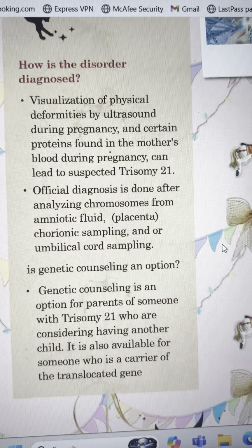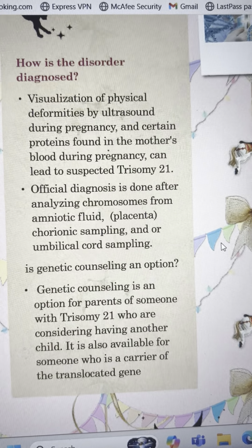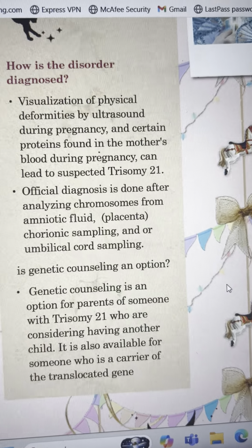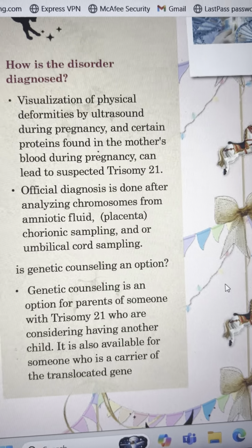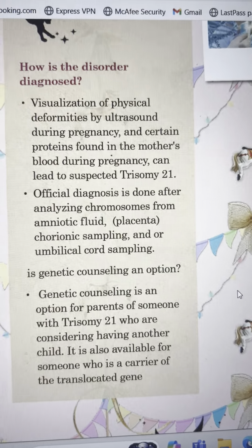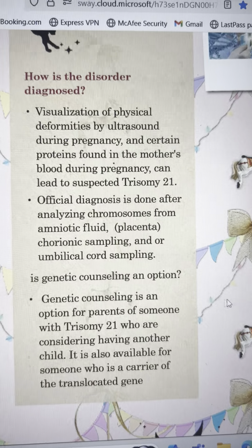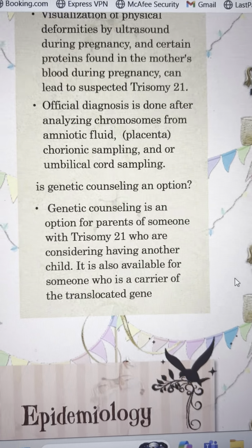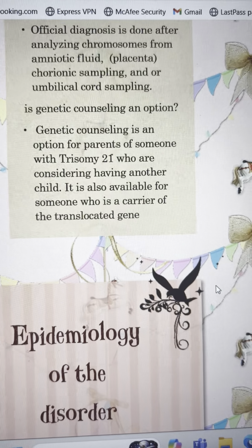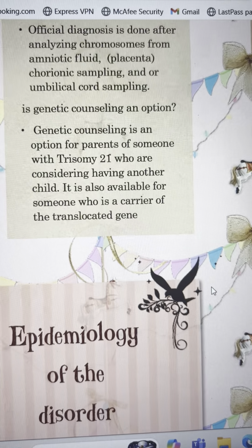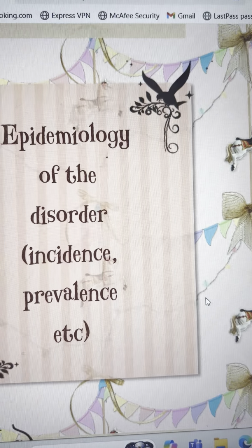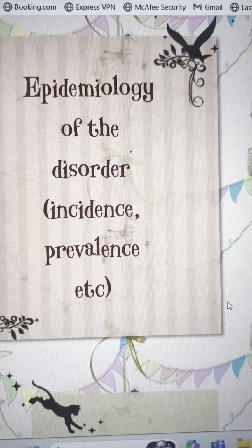How is it diagnosed? It's generally visualization in the ultrasound can be a trigger, as well as proteins in the mom's blood during pregnancy. And then chromosomal evaluation is the official diagnosis from amniotic fluid, placenta, and or umbilical cord sampling. Is genetic counseling an option? It is. There are genetic counselors for people who have a child already with trisomy, who are a carrier for the translocated gene, as well as parents who have had children who need support.